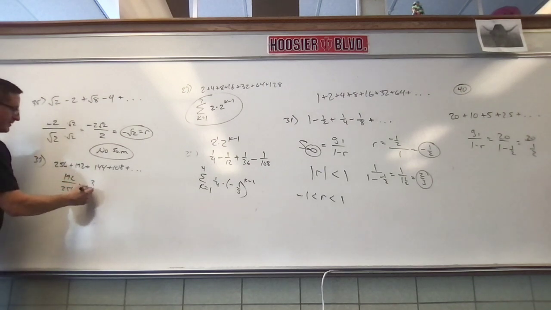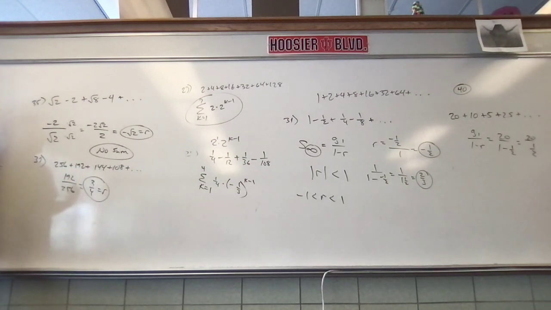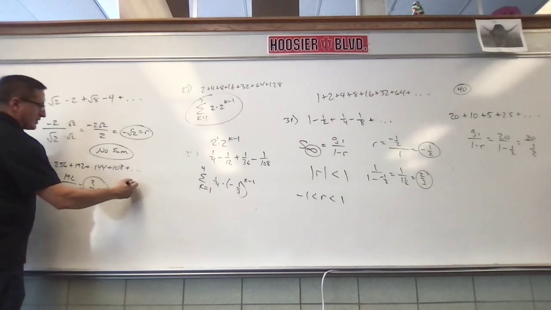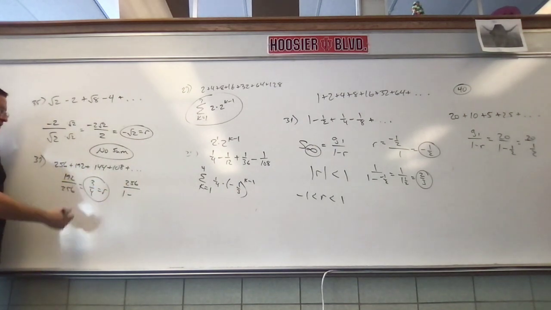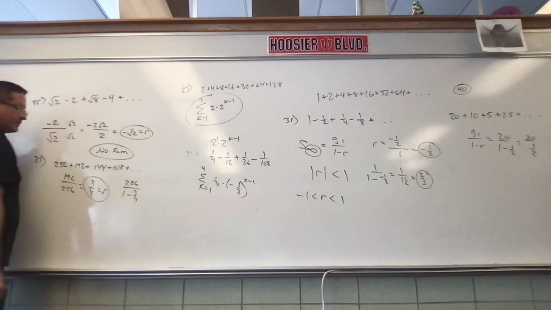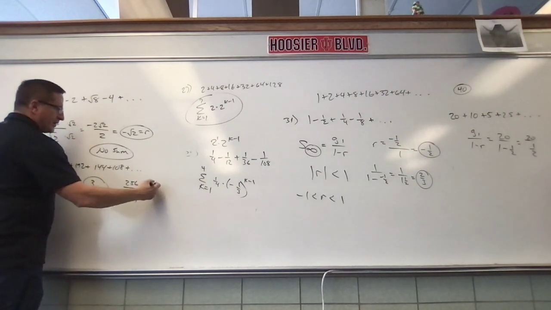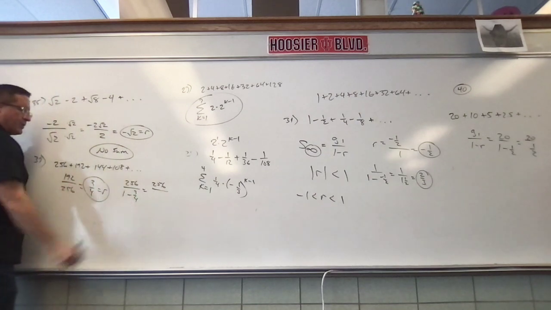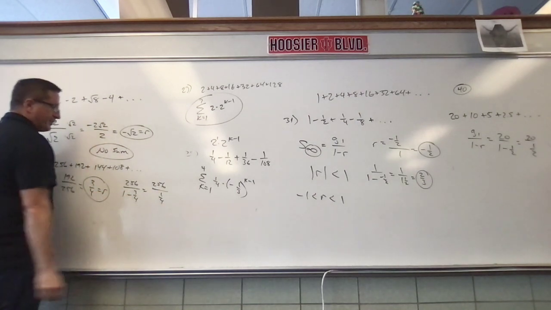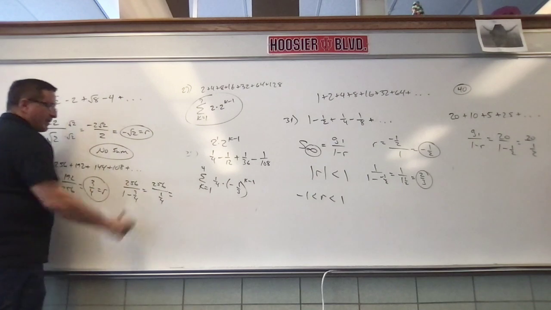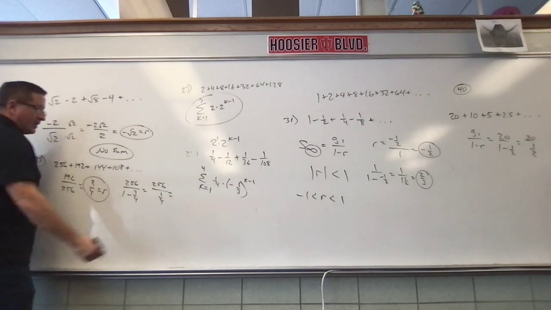That simplifies to 3/4. So again, we knew that there was going to be an answer because the numbers are getting smaller. Now we definitely know there's an answer because our rate is less than 1. It's 3/4. If it was 4/3, there would be no answer. Okay, so we take g sub 1, 256, over 1 minus our rate, which is 3/4. So 256 over 1 take away 3/4 is 1/4. You take 256 and divide it by 1/4, 256 divided by 0.25, you get 1024.